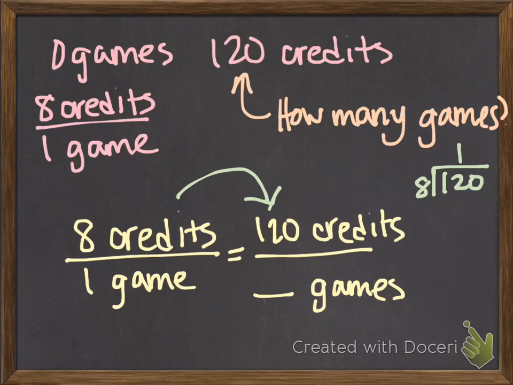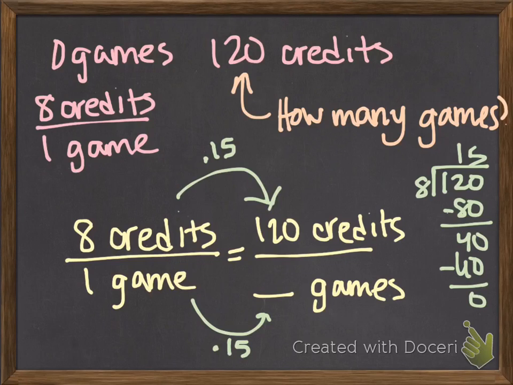8 goes into 12 one time. That 1 doesn't represent 1, it represents 10. So 10 times 8 is 80. Then we subtract, and we're left with 40. 8 goes into 40 5 times. 5 times 8 is 40. We subtract and get 0.